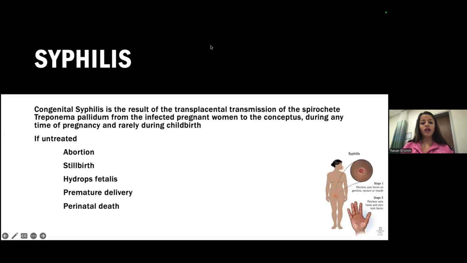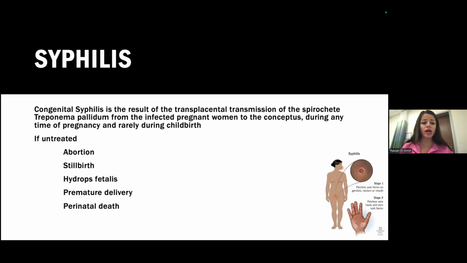And then moving on to syphilis. I know it's a lot of info here. I was trying to get all the infectious diseases here. Congenital syphilis is the result of transmission of syphilis from the infected pregnant patient to the fetus, mostly during pregnancy and rarely during childbirth.